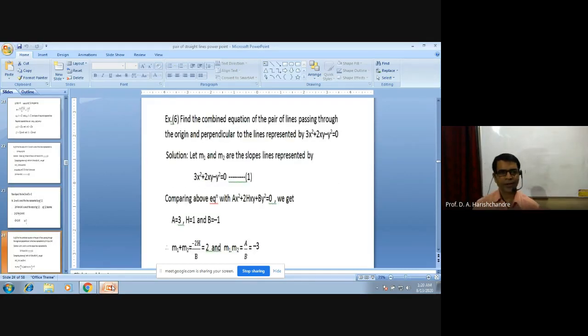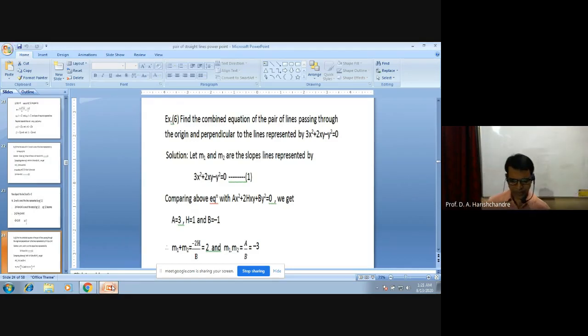Example number 6. Okay, find the combined equation of the pair of lines passing through the origin and perpendicular to the lines represented by 3x square plus 2xy minus y square is equal to 0. Okay, the joint equation of two lines is given to you. This equation includes two separate lines. We have to obtain the lines which are perpendicular to these given lines, and then we have to obtain the joint equation of those two perpendicular lines.